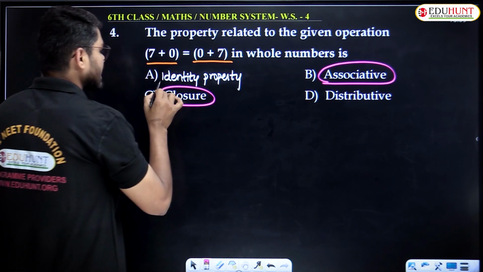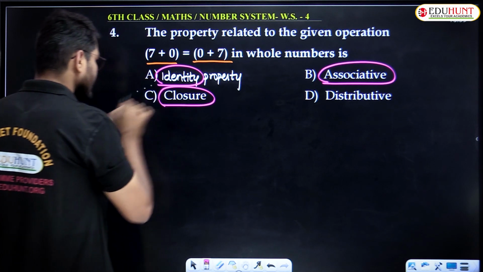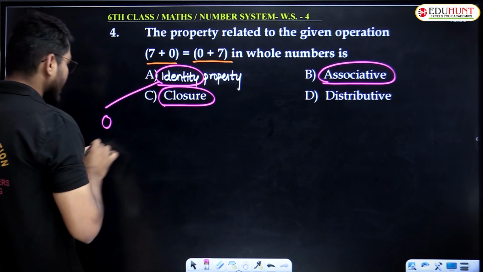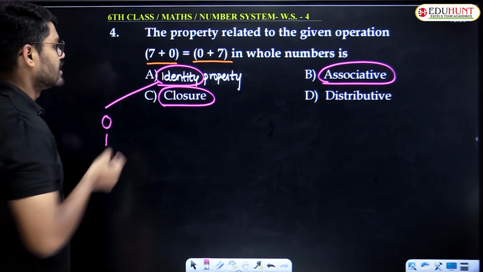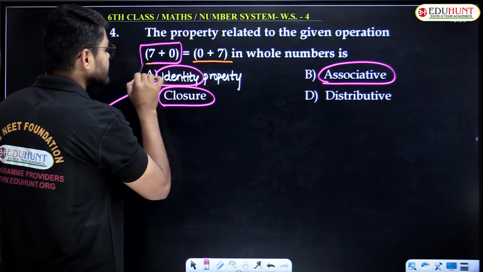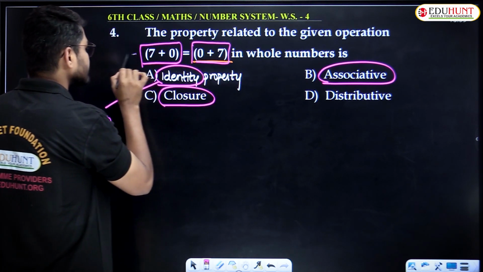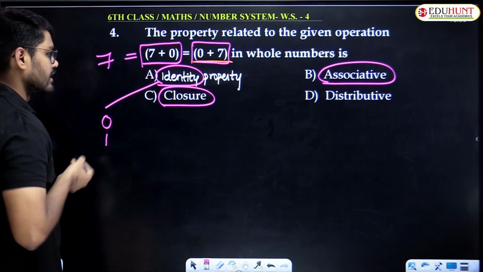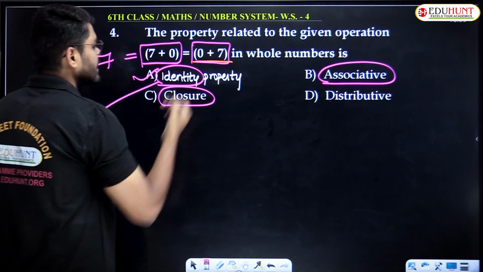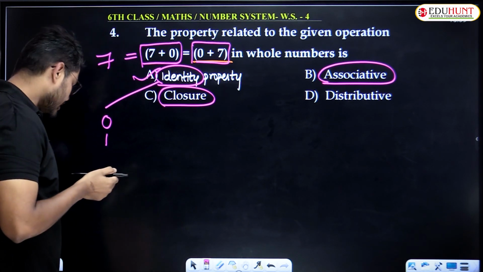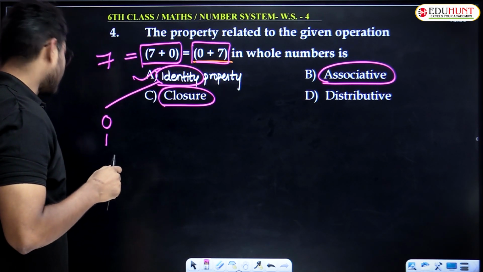Identity property means here additive identity is 0 and multiplicative identity is 1. So here 7 plus 0 is equal to 0 plus 7, that is equal to 7 only. That means this is related to identity property. Okay, next let's move on to the next question, students.